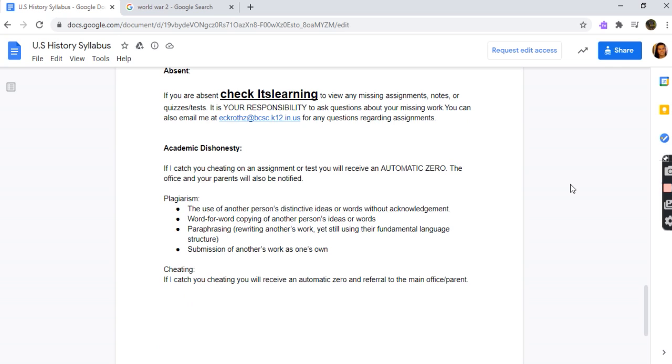Academic dishonesty. If I catch you cheating on an assignment or test, you will receive an automatic 0. The office and your parents will also be notified, and your grandparents as well. So please do not do that.